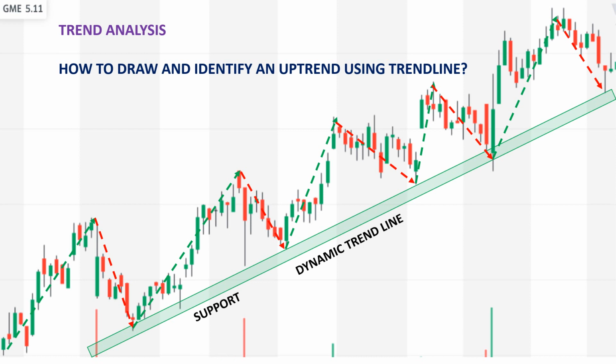If the price consistently stays above this trend line, we can confirm that the trend direction is upward. By understanding these concepts and observing price movements, we can effectively analyze trends and make informed trading decisions.